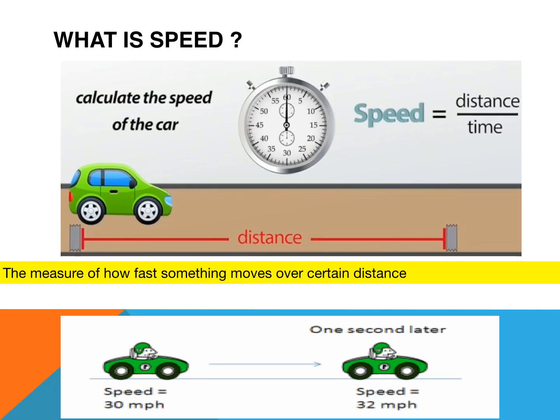Let's talk about speed. What is speed? Speed is the measure of how fast something moves a certain distance. Just like a car in front of you. You know that the car is moving 30 meters per hour. You can also say that the distance covered by an object in a given time is called speed.